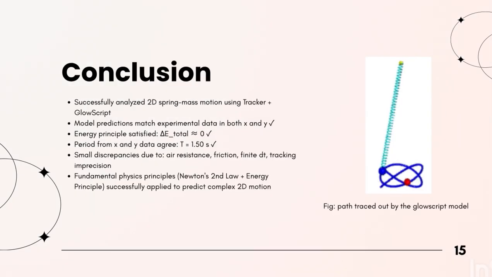In conclusion, this lab successfully demonstrated that the motion of a 2D spring mass system can be understood and predicted using fundamental physics principles. Our computational model, built using Newton's second law with gravitational and spring forces, produced position predictions in both x and y that closely matched the experimental tracker data in amplitude and period. The energy analysis confirmed that total mechanical energy is conserved throughout the simulation, validating the energy principle. The period of oscillation was consistently estimated at 1.5 seconds from both x and y data independently.